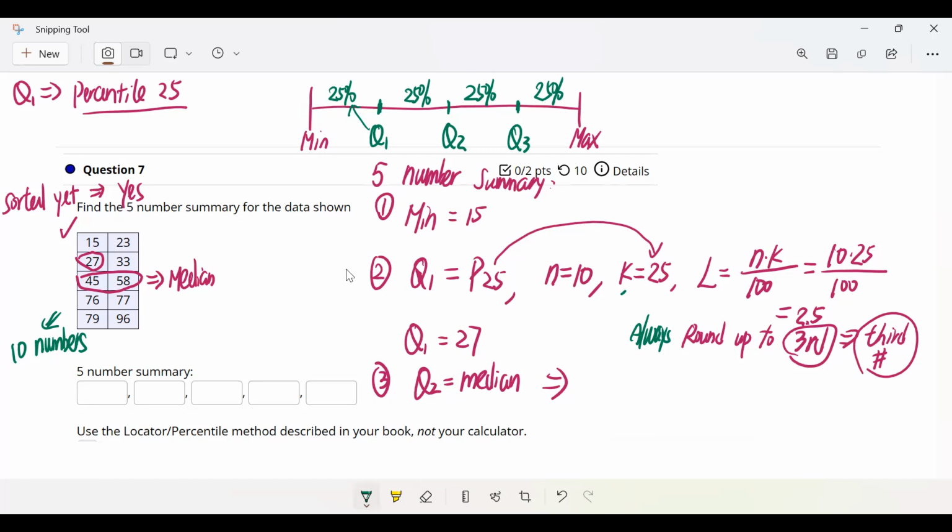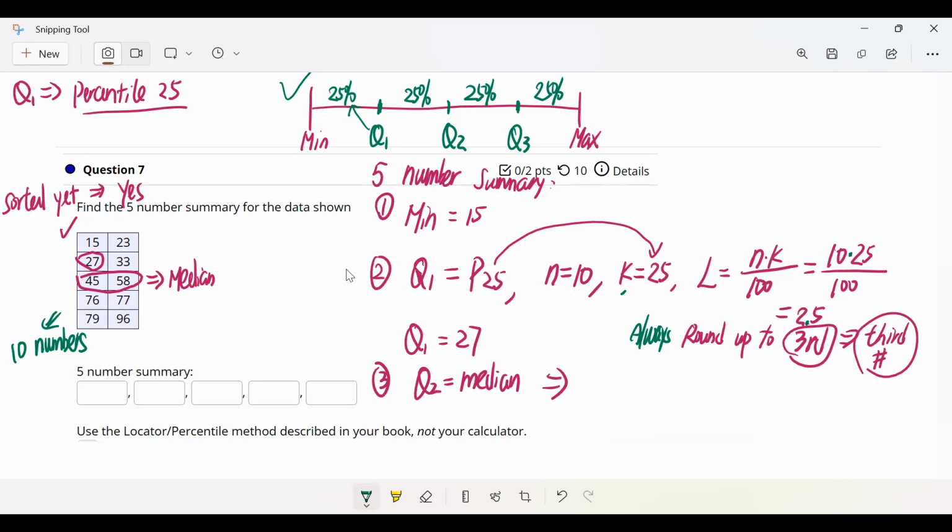So basically, that's why we get K here, and then we use the locator formula to locate the data value that corresponds with percentile 25. It's n times K over 100, so 10 times 25 over 100 gives 2.5. Again, because it's 2.5, we round up to the third. Question? Is Q1 always going to be 25 since it's broken up into 4 parts? It is. This is a general setting for quartile and percentile problems.